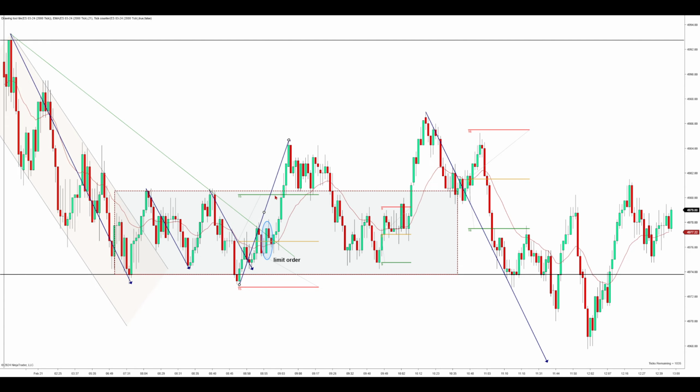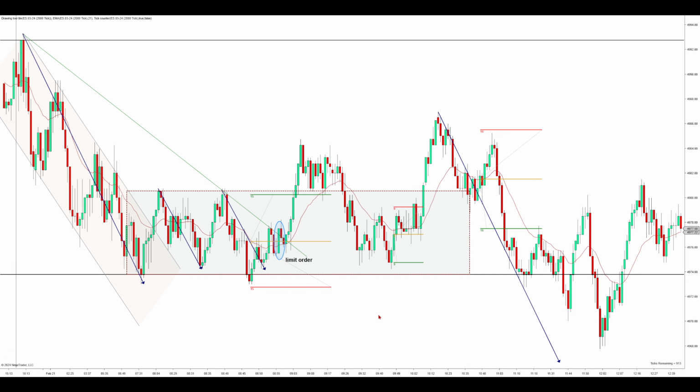Let me draw it out here. We get two measured legs up before reversing on back down. And so, I just wanted to show that second entries, two-legged moves are very important. They happen all over the place, measured moves.